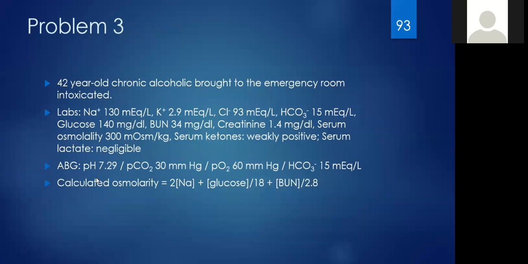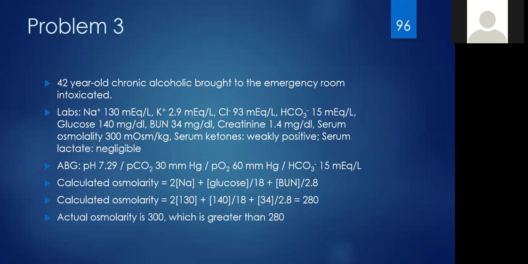So we know from our new report from last month, when you calculate osmolarity, it's 2 times your sodium plus your glucose divided by 18 plus your BUN divided by 2.8. So if we plug in our numbers, our calculated osmolarity is 280. But our actual osmolarity, which we've checked right here, the serum osmol on admission on this patient, is 300. 300 is a good bit greater than 280.